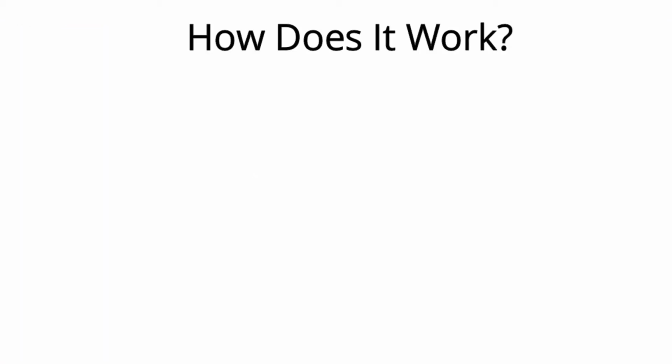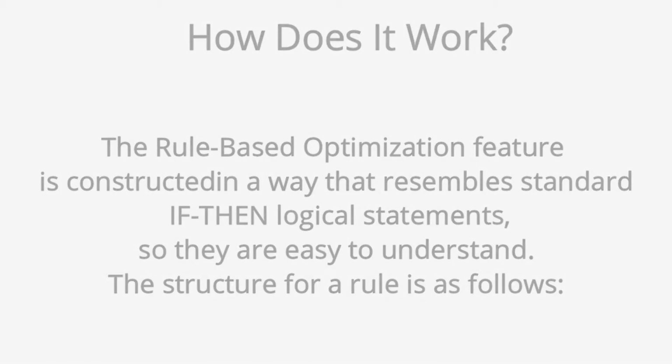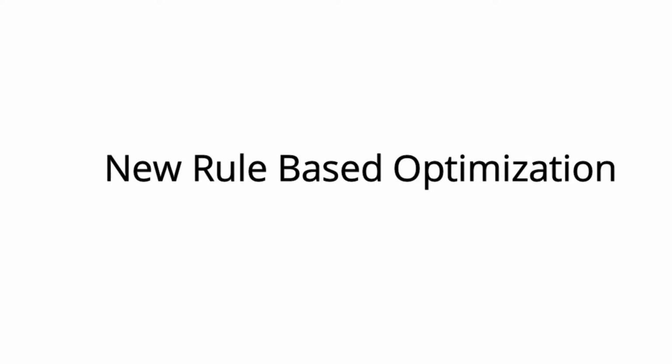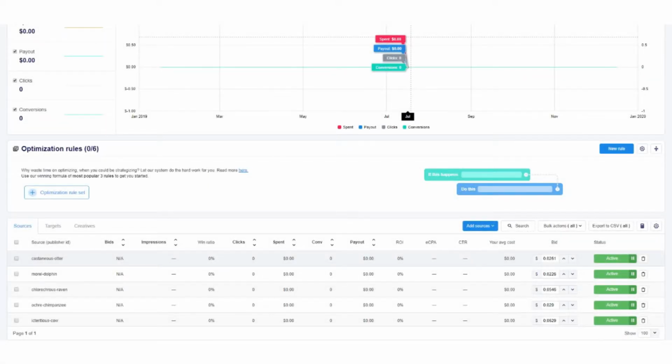Alright, so how does it work? The rule-based optimization feature is constructed in a way that resembles the standard if-then logical statement, so they're easy to understand. The structure for a rule is as follows. If a condition is met for the selected criterion within a given time frame, then perform a certain action. You can create more than one rule, and the system will follow each rule in order from the first to the last one.